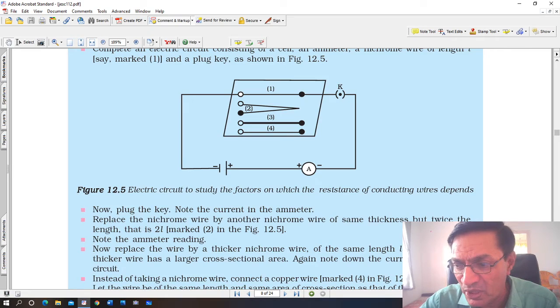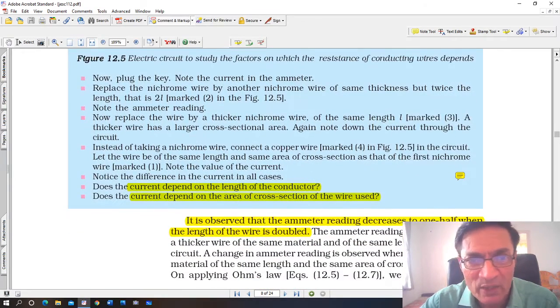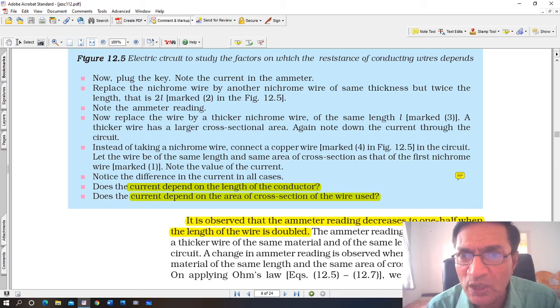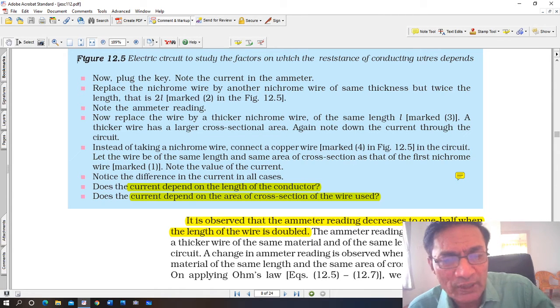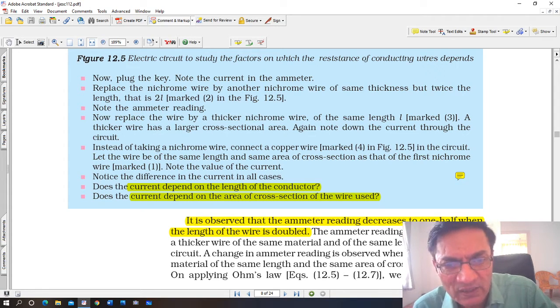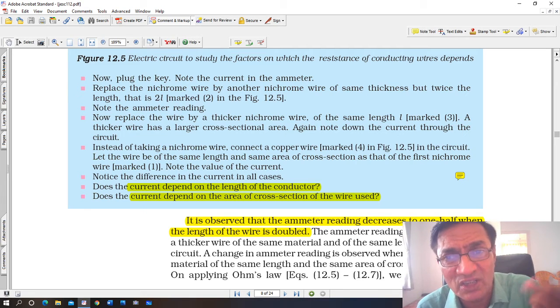Alright, now this circuit is shown here with different thickness wires and lengths. Plug in the key and route the current through the ammeter. Okay, and now you can also do one more thing. For example, I have underlined here, notice the difference in current in all the cases. Does the current depend on the length of the conductor? Does the current depend on the area of cross section, or the thickness of the wire?